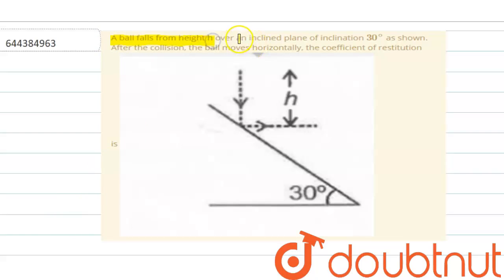Hello guys, the question is: a ball falls from height h over an inclined plane of inclination 30 degrees as shown. After the collision, the ball moves horizontally. The coefficient of restitution is? In this question, we have to find the coefficient of restitution.